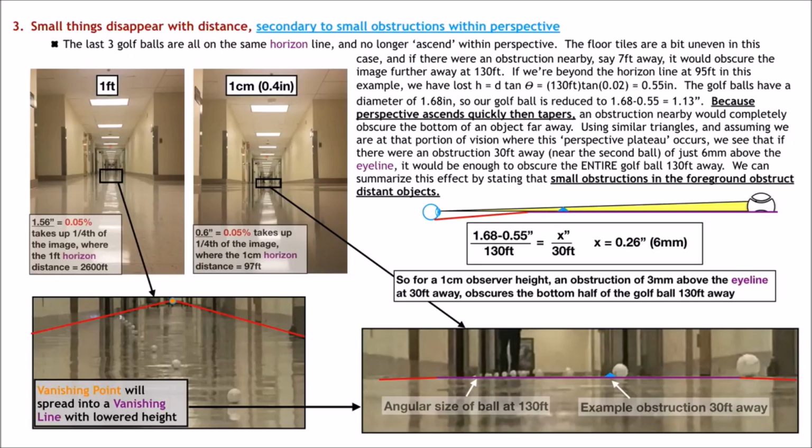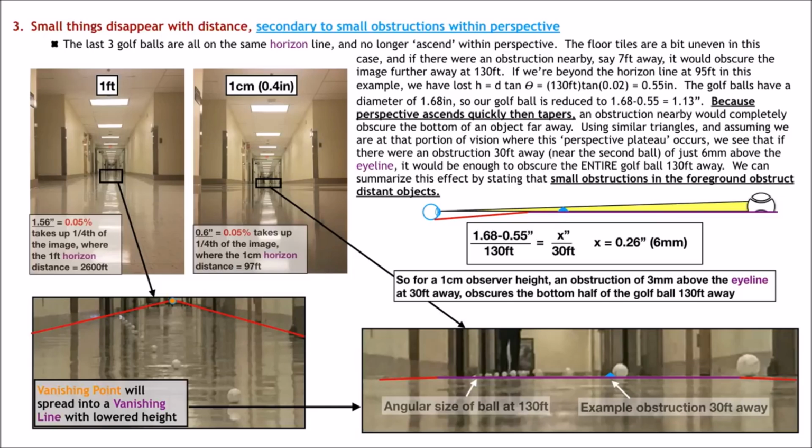And this is for the 1 centimeter observer height, so an obstruction of just 3 millimeters would obscure the entire bottom half of that golf ball. We would lose the bottom half of the golf ball. Keep in mind too from our formula before that for the 1 foot observer height, knowing that 0.05% is taken up within the lower 1/4 of vision, only 1.56 inches is going to be within that lower 1/4 of the visual field. And when we lowered our height down to 1 centimeter, 0.6 inches takes up 1/4 of the image.